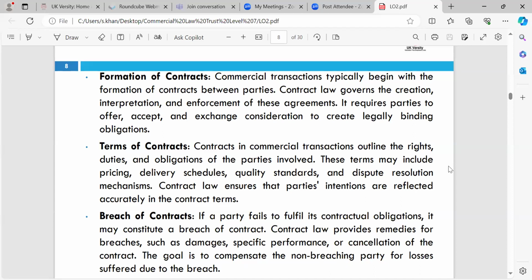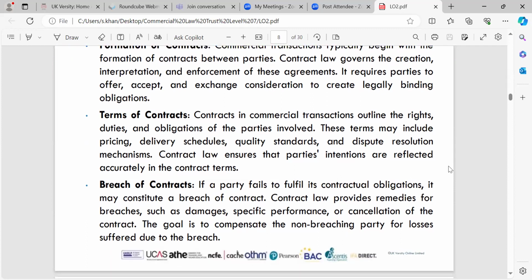It could be these may include pricing, delivery schedules, quality standards, and dispute resolution mechanisms. So contract law ensures that parties' intentions are reflected accurately in the contract terms. Breach of contract. So if a party fails to fulfill its obligations, it may constitute a breach of contract. And contract law provides remedies for breaches such as damages, specific performance, or cancellation of the contract.